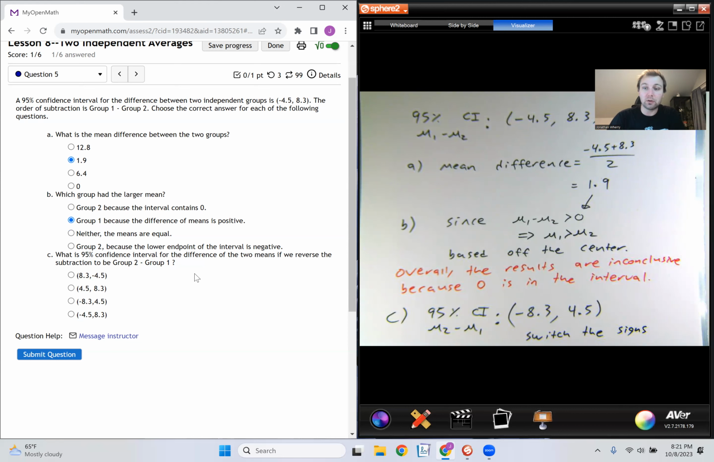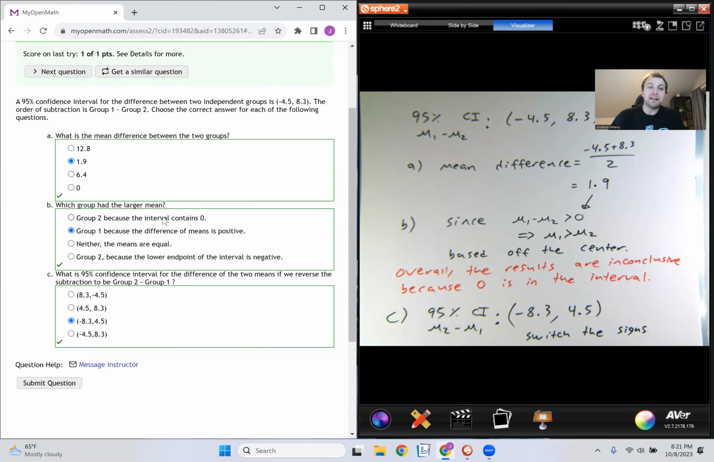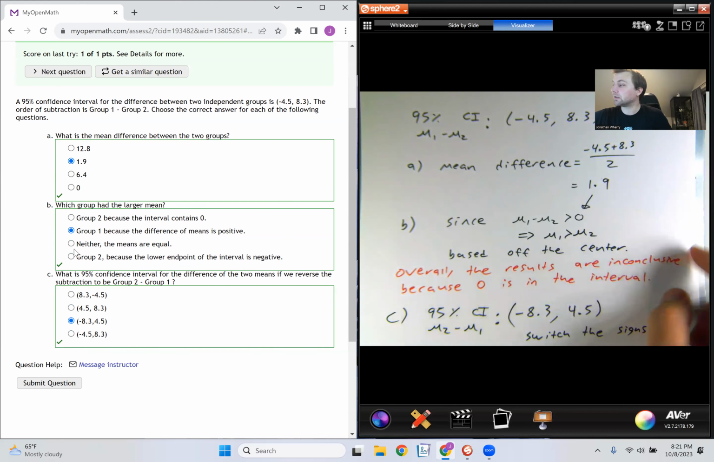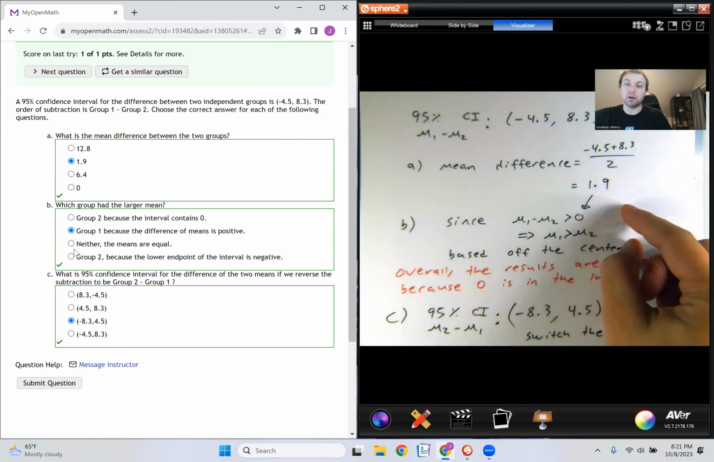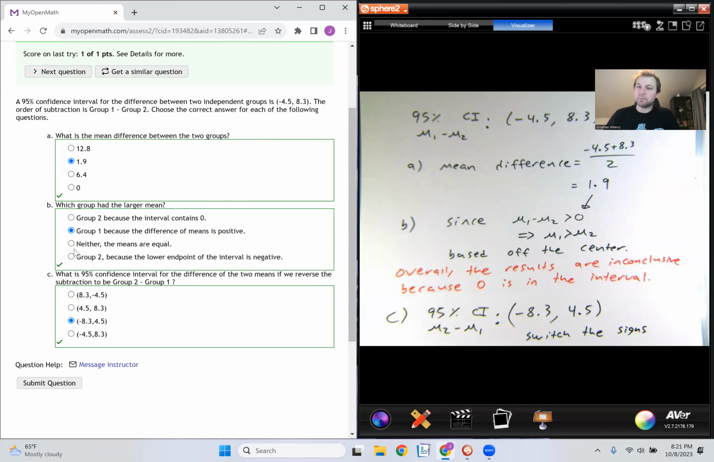And when you switch the order of subtraction, I get negative 8.3 and positive 4.5. If it asks me about the results overall, I do think it's better to say the results are inconclusive, based strictly off the center, which is what they're doing here for part B. My sample for 1 is bigger than my sample for 2.